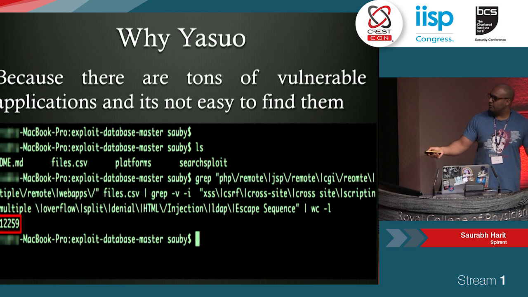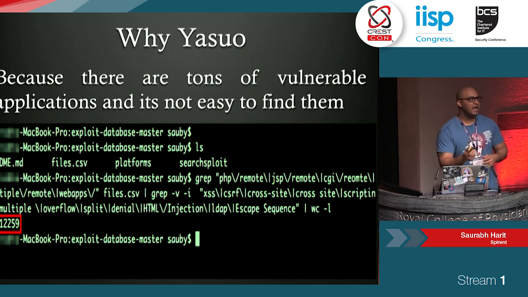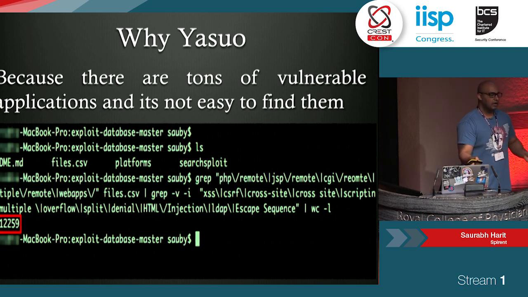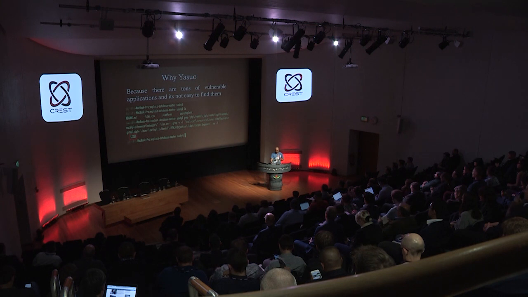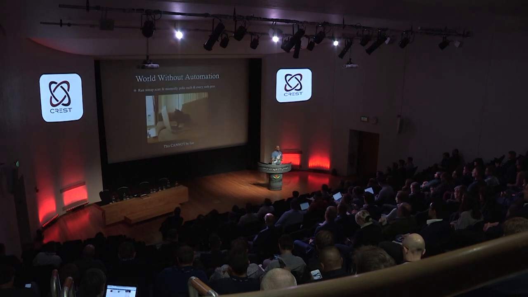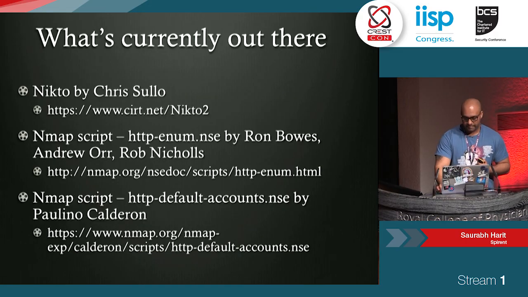There are almost 12,000 similar applications, and you can't remember each and every one of them. I know Tomcat is a popular one, but there are other applications out there which allow you to do the same thing, which was the motivation behind writing Yasuo. Because remembering all this and testing it out manually is a pain. You don't have time for it. So I just wanted to automate that whole process.